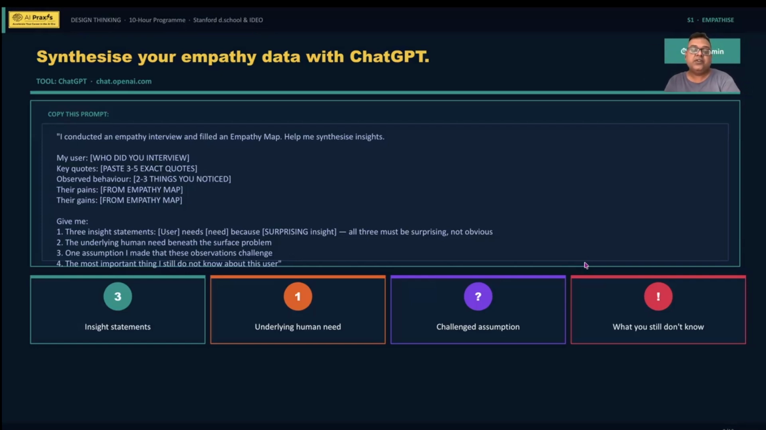And one important reminder: AI is excellent at finding patterns, but it only knows what you give it. If your interview was shallow, AI's analysis will also be shallow. If your observations are rich, AI can help you discover remarkable insights. So the key takeaway for this slide is: you collect the evidence, AI connects the patterns, and you make the design decisions.